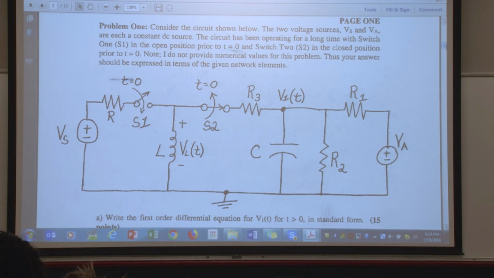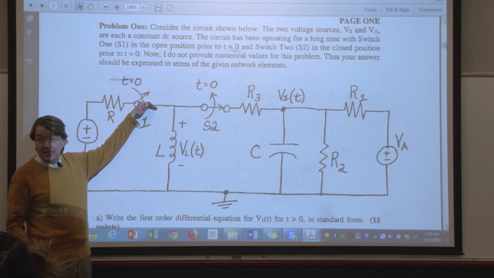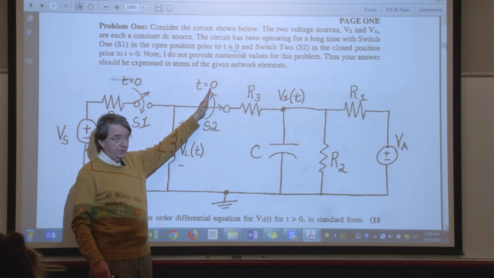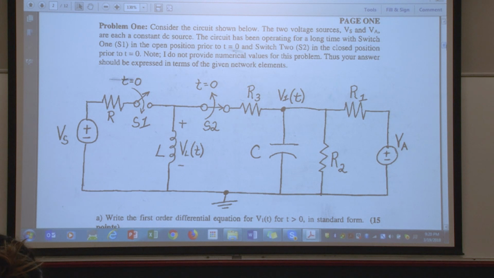So it's been operating for a long time with switch 1 open and switch 2 closed. Now, hopefully you're comfortable with the notation. Switch 1 closes at t equals 0, and switch 2 opens at t equals 0. Okay. Now, question part A. Write the first order differential equation in standard form for V1 of t for t greater than 0.